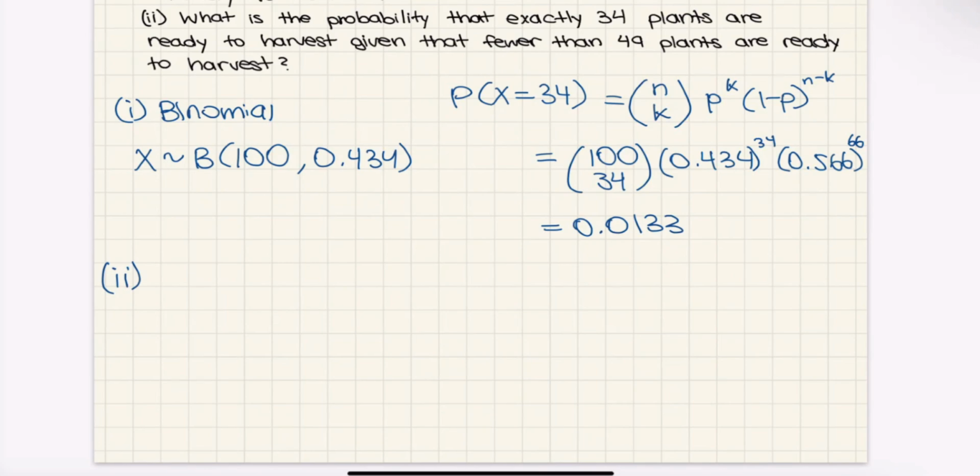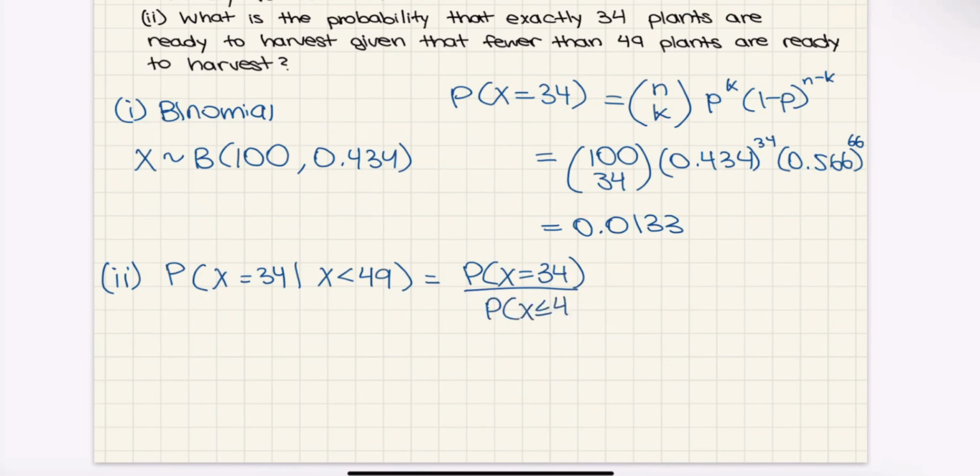In order to do conditional probability, we're going to write it like this. The probability that x is equal to 34, given that x is less than 49, or we could even say less than or equal to 48, because this is a discrete distribution, it's not continuous. If this were continuous, we wouldn't be able to make that step, but in this case, we can. We can say this is equal to the probability that x is exactly 34 over the probability that x is less than or equal to 48.